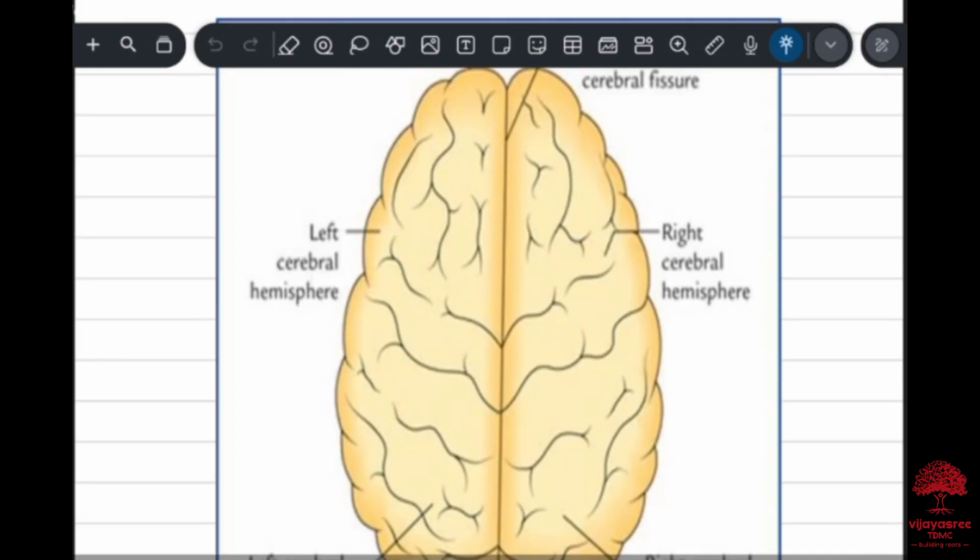The gyri are the raised margins of the gray matter, or raised folds. Then the sulcus is the groove separating the gyri. This one. Then we are going to discuss the surfaces of the cerebral hemispheres. It includes the superolateral surface, medial surface and the inferior surface.